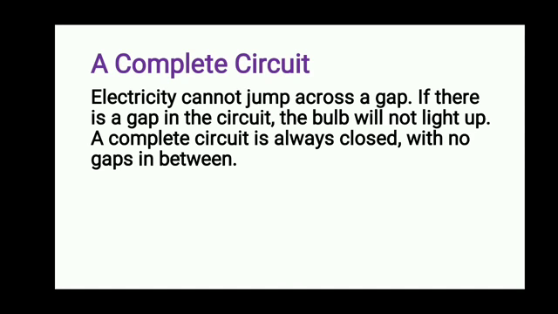Our next topic is a complete circuit. Class, electricity cannot jump across a gap. If there is a gap in a circuit, the bulb will not light up. A complete circuit is always closed with no gaps in between. So class, if all the components of a circuit are connected properly, the current will flow and light up the bulb. That's how the current flows out through one end of the battery and flows back through the other end.